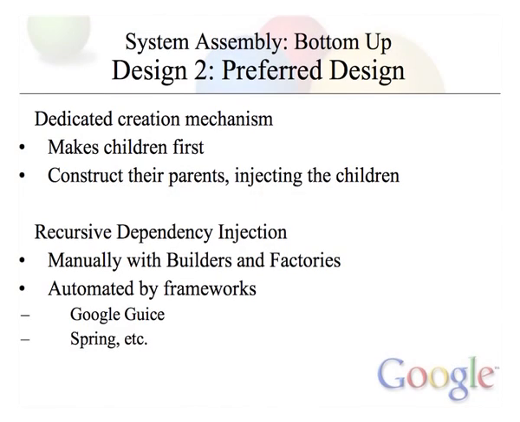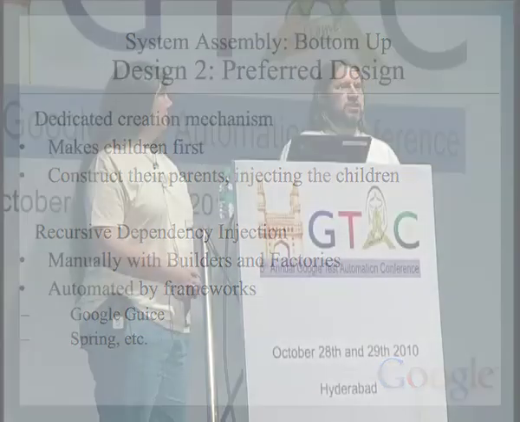Okay, so design 2, which we prefer, is bottom-up assembly. Instead of having every class construct its own collaborators, we'll have dedicated creation mechanisms off to the side. In a manual situation, this implies a collection of builders and factories. You may be fortunate enough to be able to use an automated framework like Google's Guice or Spring.